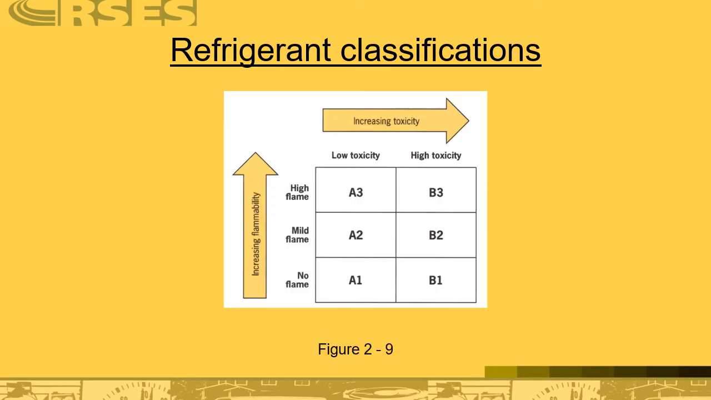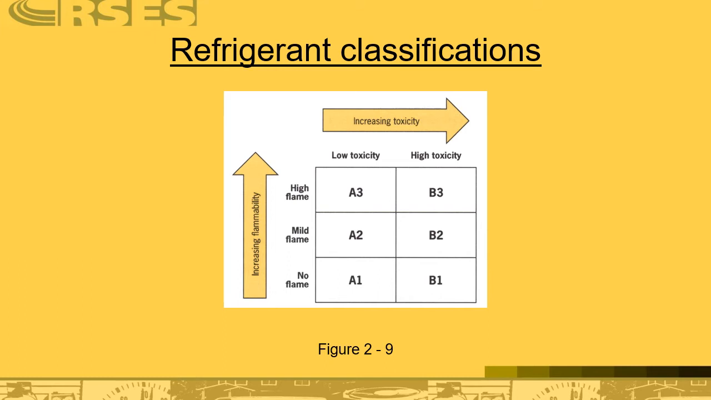So here's that chart that we talked about from the previous slide. You're going to see this a lot when classifying refrigerants. Basically, if you look here on the left side, this is your flame characteristics. Increasing flammability is going to be reflected on this side of the chart. Toxicity is going to be from this side here, from A1 to B1, A2 to B2, A3 to B3.